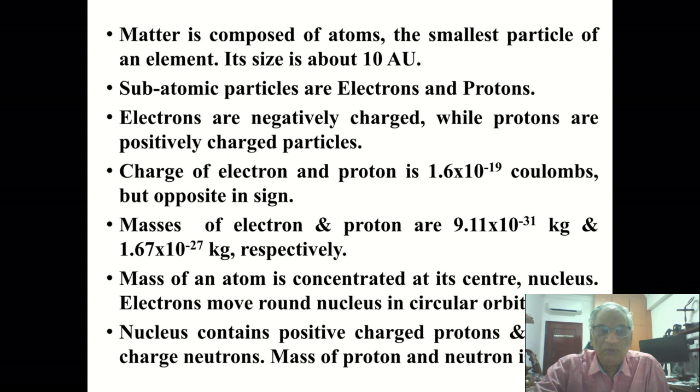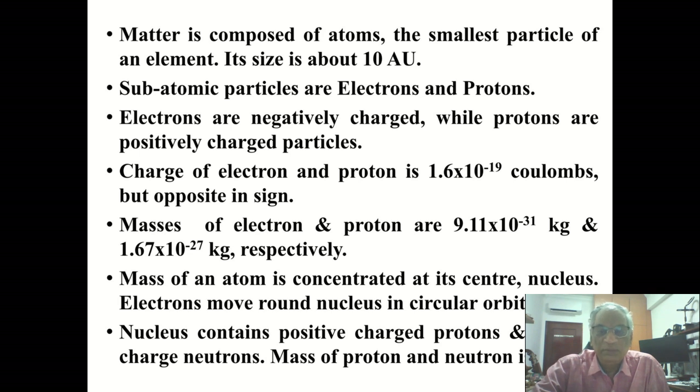The charge for both electron and proton is 1.6 × 10^-19 coulombs, but the signs are opposite. Positive sign for proton, negative sign for electron. The masses of electron and proton are 9.11 × 10^-31 kilograms and 1.67 × 10^-27 kilograms respectively.